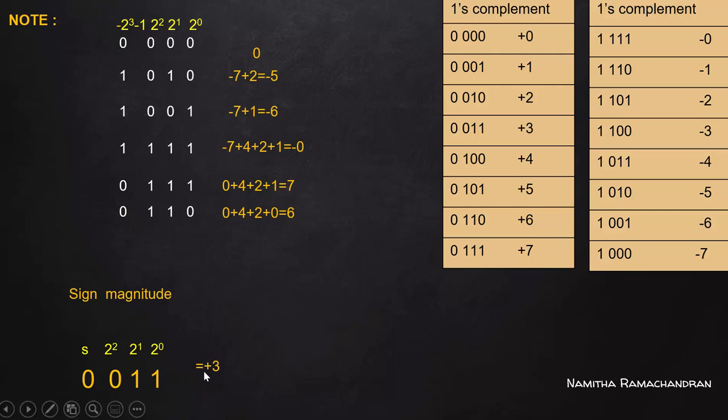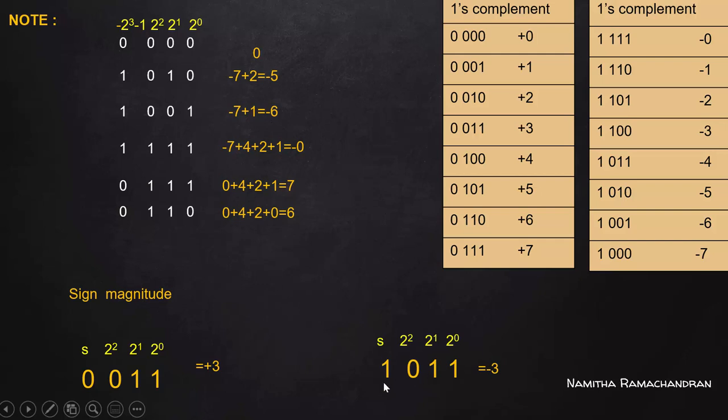Okay, so after fixing the sign, then consider the remaining bits as an unsigned number and evaluate its magnitude. That is 1 into 2 to the power 0 plus 1 into 2 to the power 1 plus 0 into 2 square. Right? This 0 is actually used for indicating the sign. It is 0, that means this is a positive number. And using the remaining bits, treat them as unsigned numbers. So 0 plus 2 plus 1 is 3.